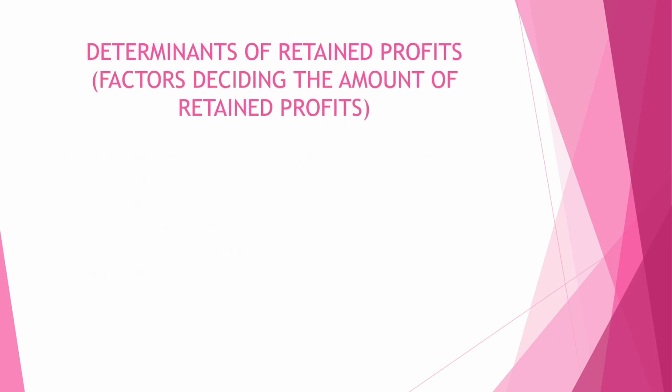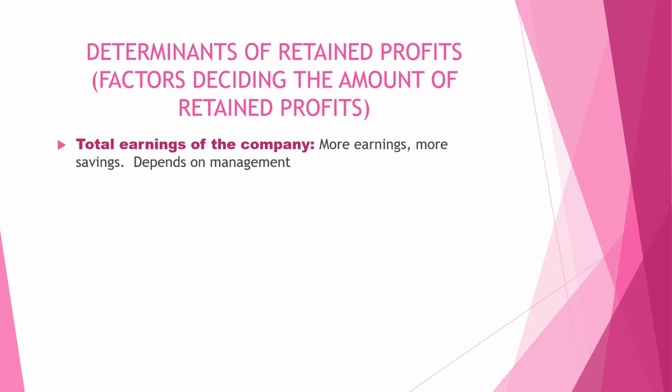Determinants of retained profits. These are the factors that decide the amount of retained profits that has to be maintained by every company. First, total earnings of the company. When the company earns more, the savings also will be more. This depends on the approach of the management. If the company decides to have more savings, this will depend on how much the company is earning. So the entire earnings of the company will decide the reserve fund that has to be maintained.